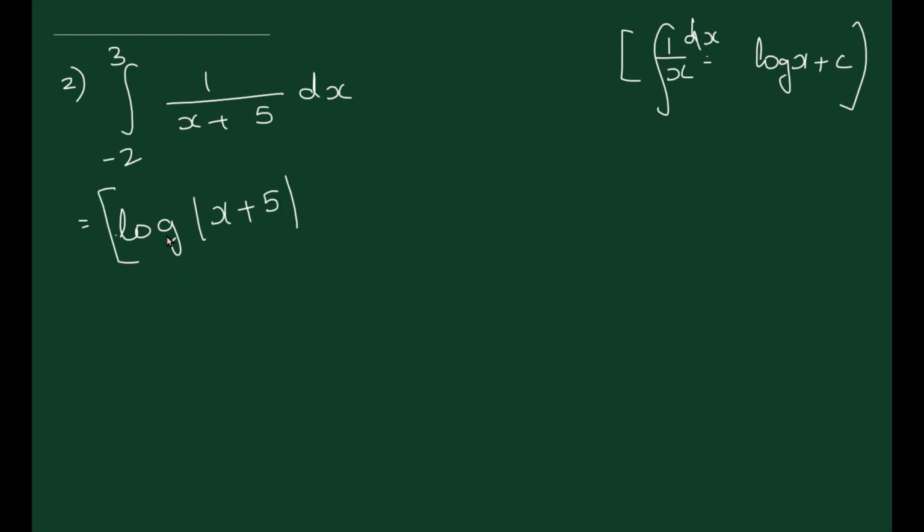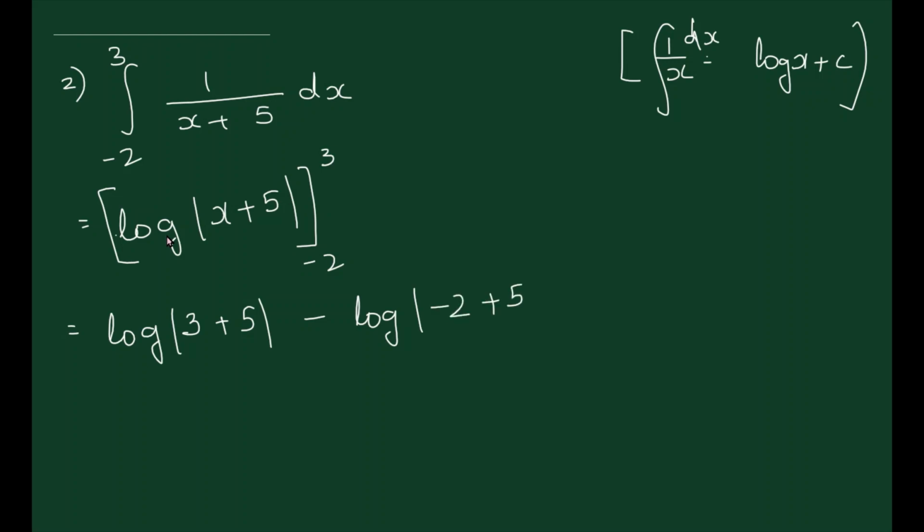But we don't write c, remember, we write from minus 2 to 3. We put a square bracket, that square bracket is compulsory, from minus 2 to 3. Now what we do is we put x as the upper limit, that is log of 3 plus 5, minus log of the lower limit, that is minus 2 plus 5. Now we don't have to write the limits over here. Limits already we have applied. So then it becomes log of 8 minus log of 3.